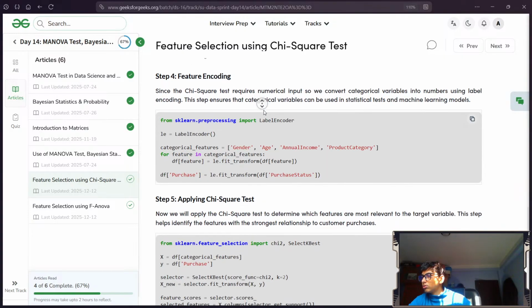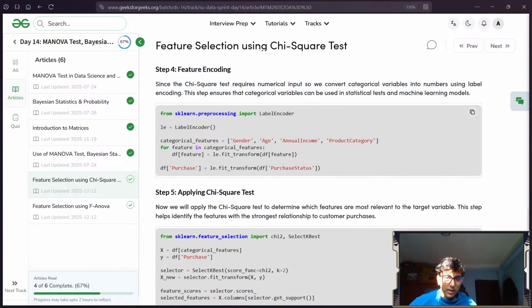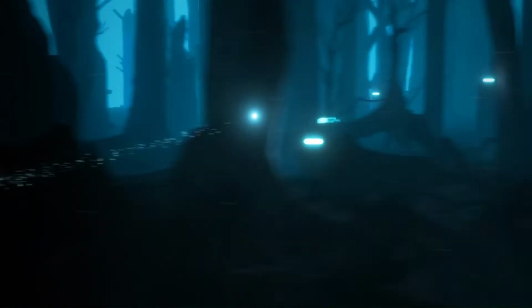Feature encoding. So from here, wait, I'll come back. Okay, I'll come back from this room.